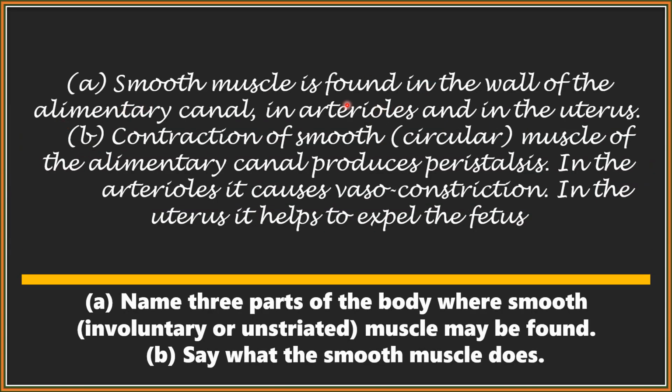Smooth muscle is found in the walls of the alimentary canal, in arterioles, and in the uterus. Contraction of smooth or circular muscles of the alimentary canal produces peristalsis. In arterioles, it causes vasoconstriction. In the uterus, it helps to expel the fetus.